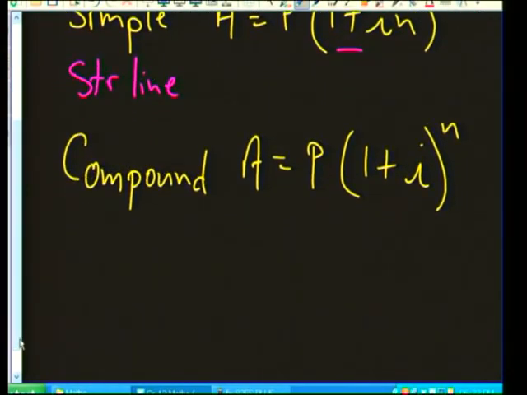Got to remember that i is the interest rate per period, and n is the number of compounding periods. I'll come back to that in a second. Unfortunately, if we buy a car, for example, it depreciates over time. So we came up with reducing balance.